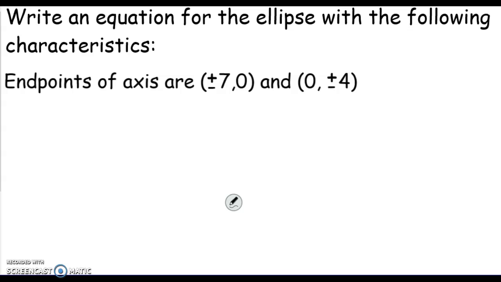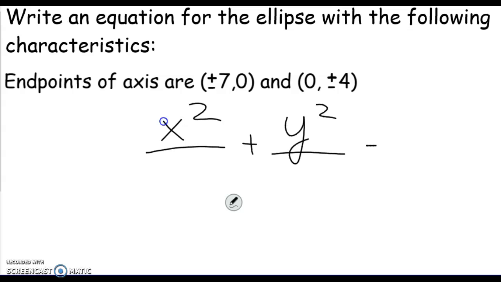How about this one? Write an equation for an ellipse with the following characteristics. Endpoints of the axis are 7 and 4. Oh, awesome. It didn't even give me one that was a foci. So endpoints of the axes are that. So I've got x squared over something plus y squared over something else equals 1. A has got to be that. So 49 and 16.